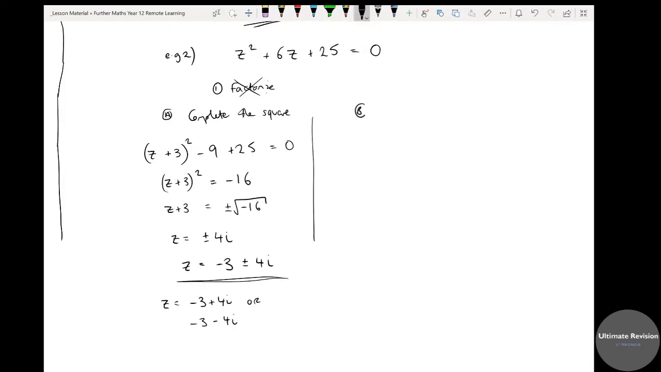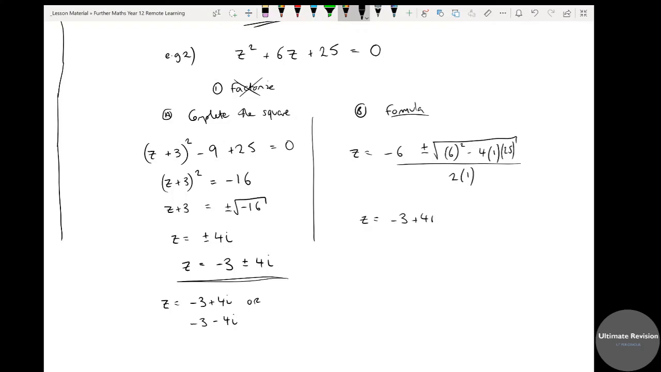The other option is I could have simply used the quadratic formula here in the same way. So z is equal to minus b plus or minus the square root of b squared minus 4ac. So a is 1, c is 25, over 2a, 2. And if you've worked that through, you will end up with the same answers.